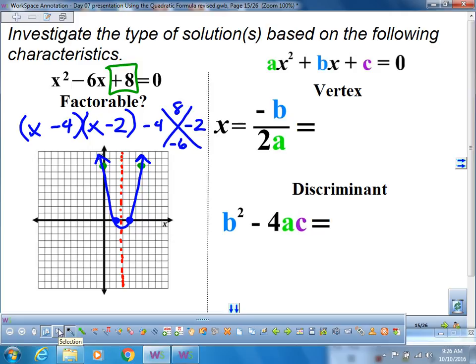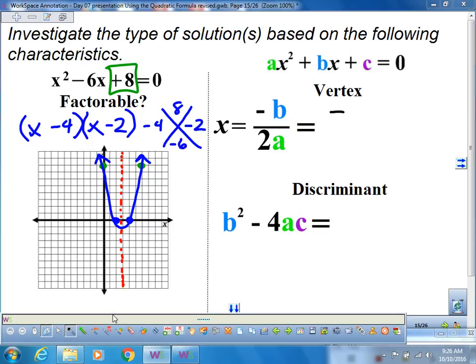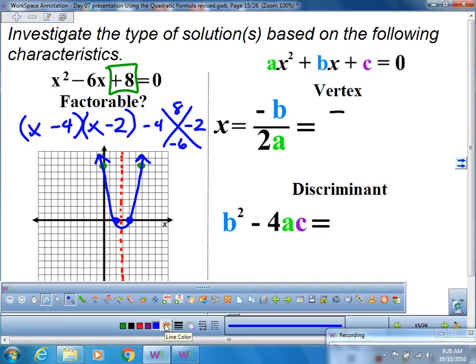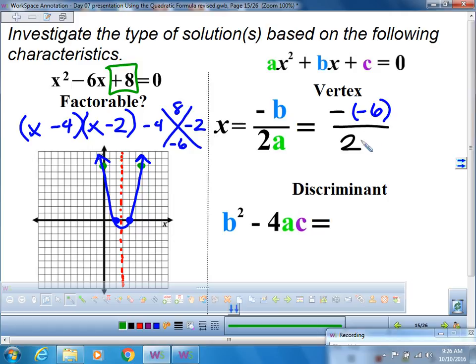Okay, negative b would be negative. My b is negative 6 over 2a. My a is 1. So my axis of symmetry is positive 6 over 2, which is positive 3, which is the same as my picture, right?